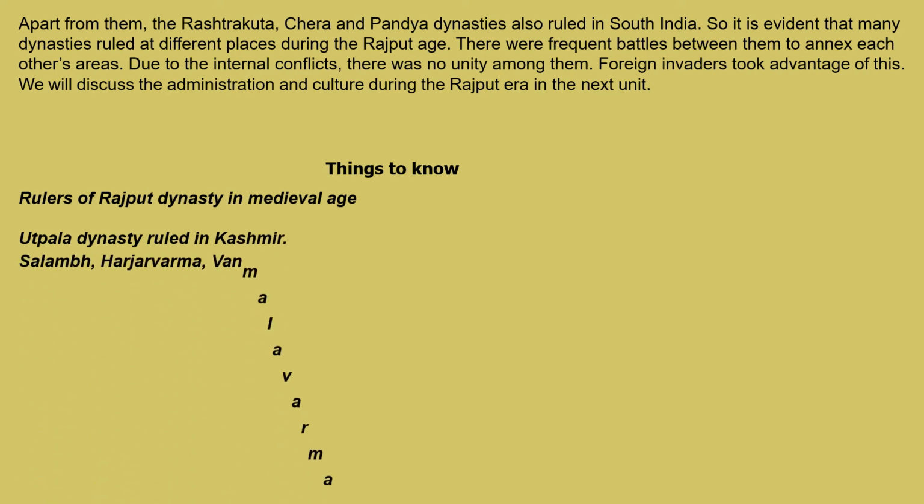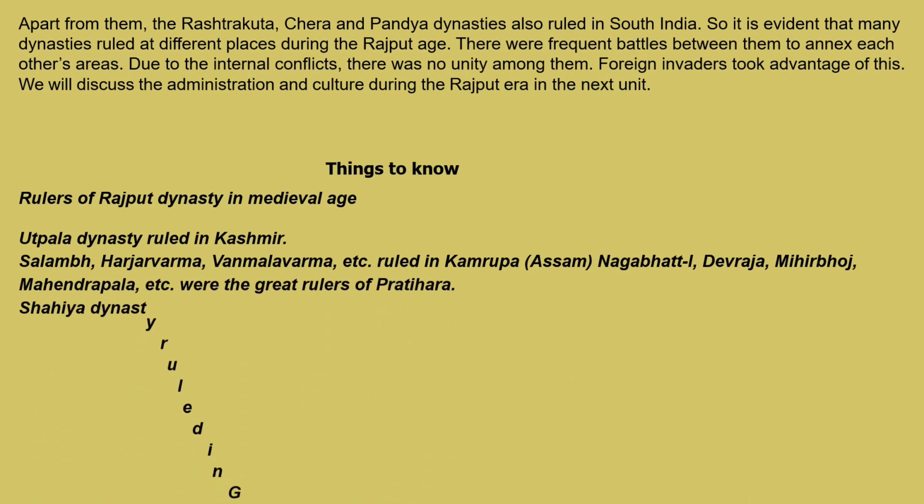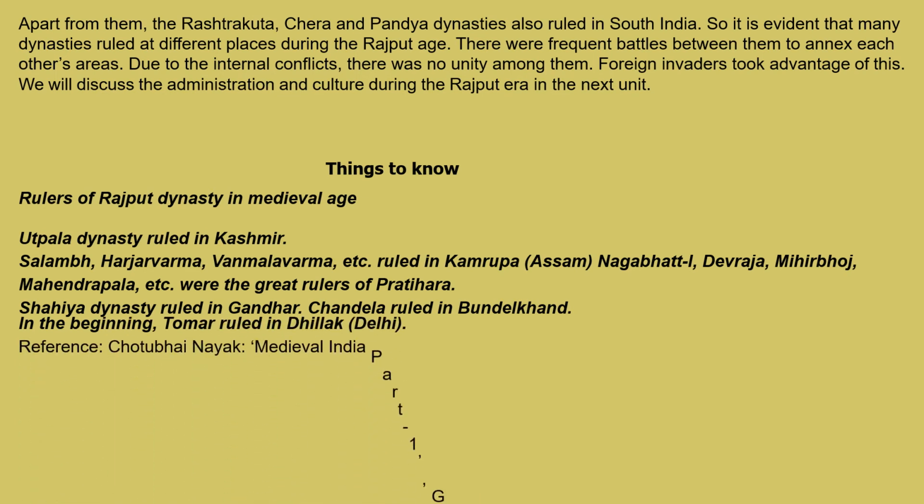As I have explained earlier, children, due to the feudal lord or Samanta system, the kingdom was divided into different small parts, and with the help of these small parts there were many dynasties, ruled by different rulers. There were frequent battles between them to annex each other's area, often between the Rajput clans. Due to the internal conflicts, there was no unity among them. Foreign invaders, the people coming from outside the country, knew that they were fighting inside, so they took advantage of this.